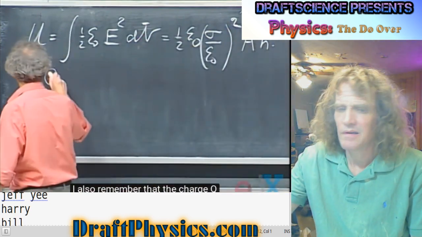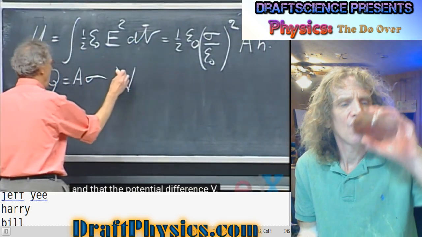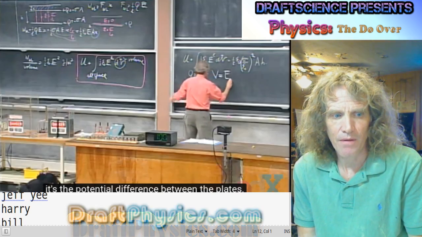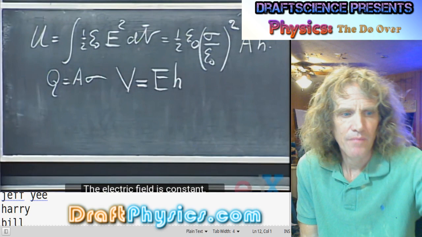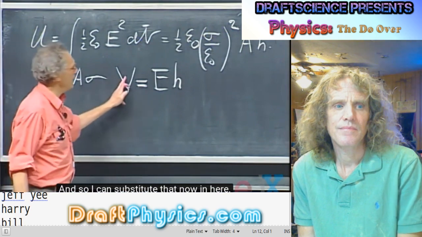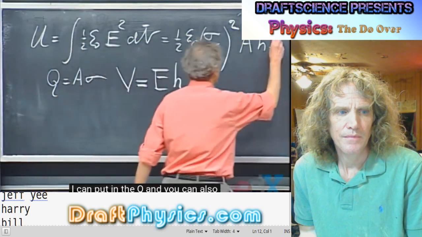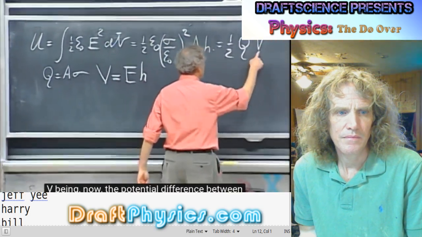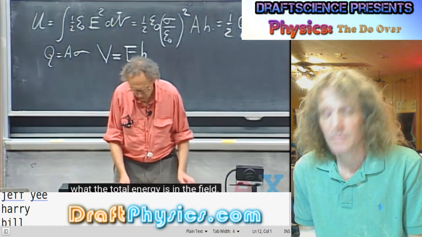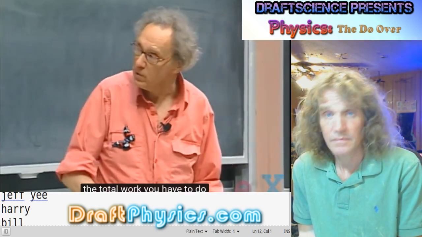I also remember that the charge Q on the plate is A times sigma, and that the potential difference V, this now is not volume, it's the potential difference between the plates, is the electric field times h. The electric field is constant. I go from one plate to the other. The integral E dot dl, in going from one plate to the other, gives me the potential difference. And so I can substitute that now in here. I can take for A sigma, I can put in the Q, and you can also show that this is 1/2 QV. V being now the potential difference between the plates. And so this is a rather fast way that you can calculate what the total energy is in the field, or say the same thing, the total work you have to do to assemble these.